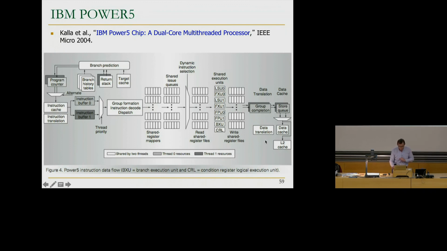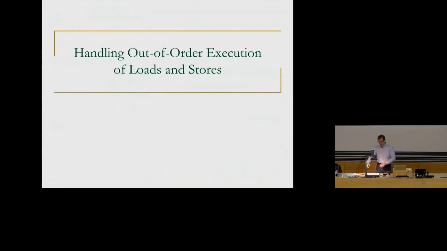Now I can go on and show ARM Cortex 15 or whatever, but we're not going to do that. Basically, all of the machines that are out there today are out-of-order machines running efficiently and at high performance.